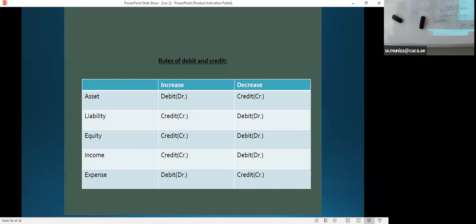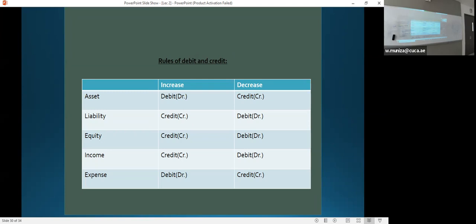It will become very easy for you, and one day you will literally enjoy debit and credit. You'll explain debit and credit in a bit more detail? Yeah, only debit and credit. What is debit and what is credit?